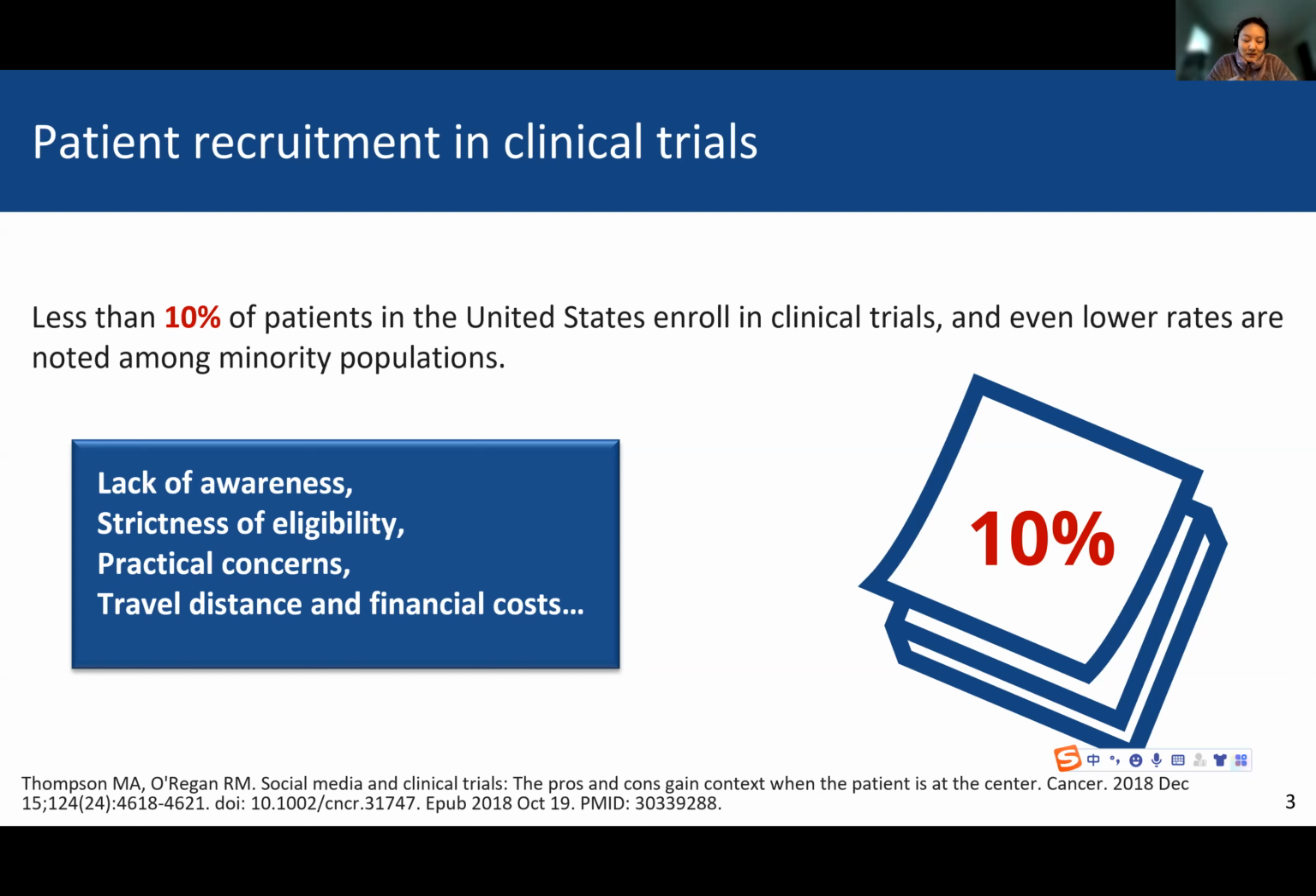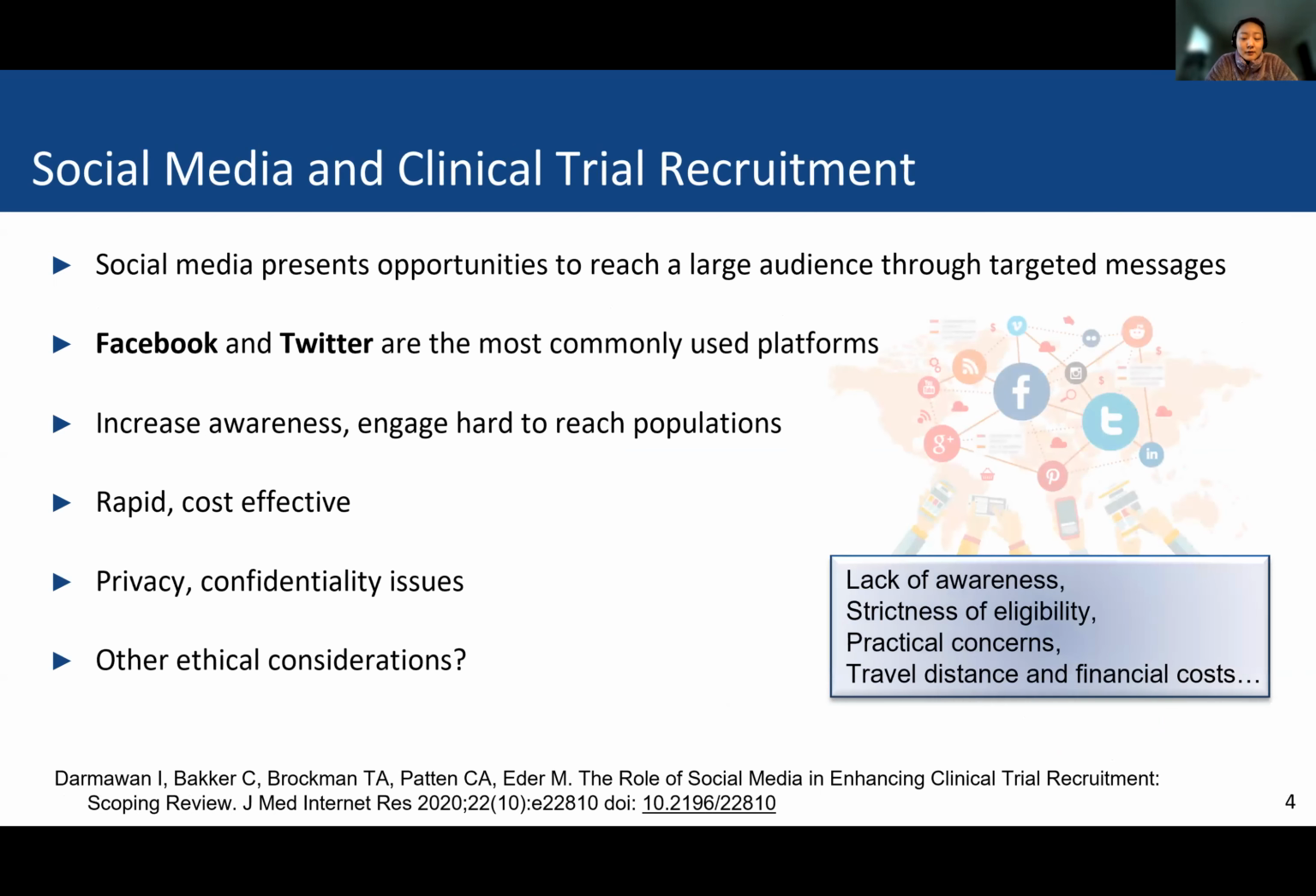And the reasons for this might be lack of awareness of clinical trials among patients, strictness of eligibility, or practical concerns. Many people will also be concerned about travel distance, coming back and forth, financial costs, and time. So how can these problems be solved, or at least partly solved, by social media for clinical trial recruitment? I'm thinking that social media can present opportunities to reach a larger audience through targeted messages.